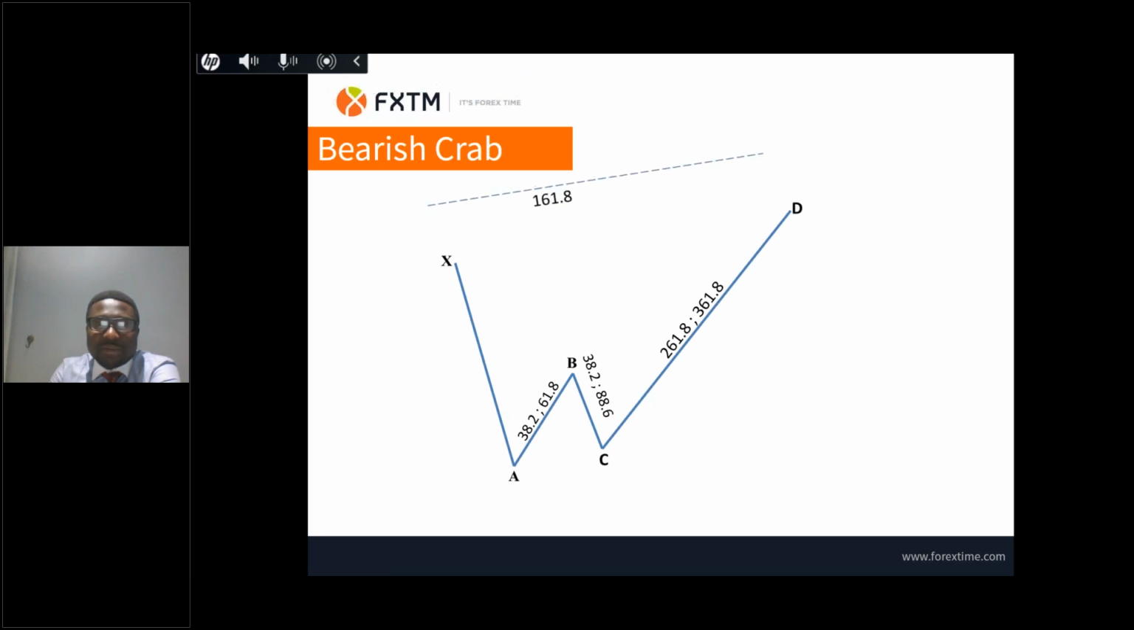Then the bearish crab. This is the diagram for the bearish crab. XA will confirm D at 161.8. BC will have an extension of 261.8 to 361.8. A and C are forming higher bottoms because it's an uptrend. When you find this in an uptrend, potentially price is about to fall, might begin to fall very soon.